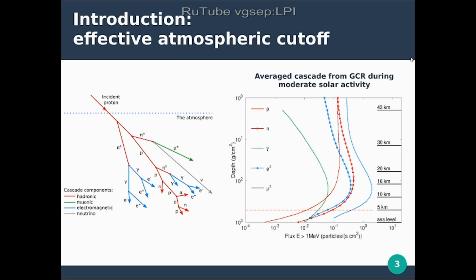And here you see that the cascade gets stronger with growing altitude, and it means that the atmospheric cutoff gets lower, because we have a higher probability for a particle to hit the instrument.